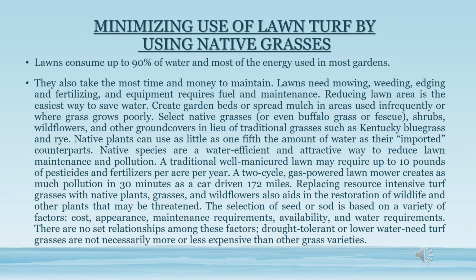Reducing lawn area is the easiest way to save water. Create garden beds or spread mulch in areas used infrequently or where grass grows poorly. Select native grasses or even buffalo grass or fescue, shrubs, wildflowers, and other ground covers in lieu of traditional grasses such as Kentucky bluegrass and rye.